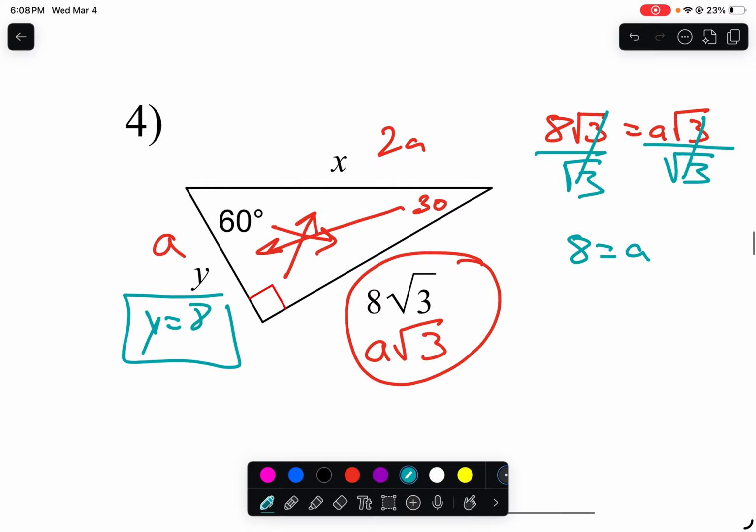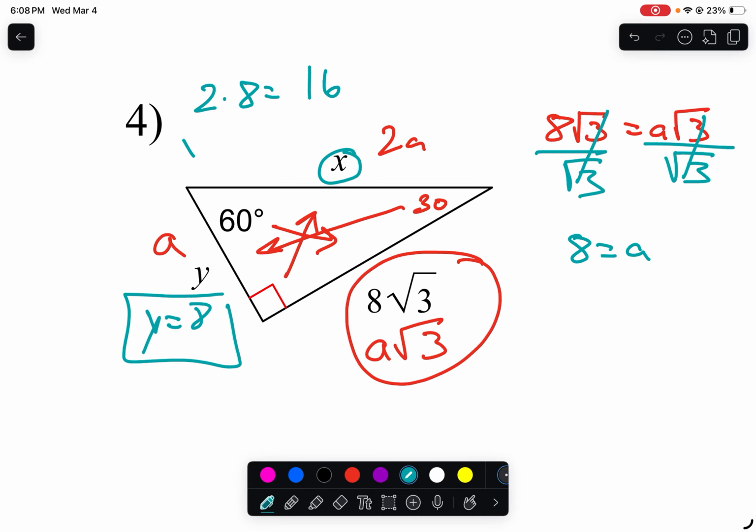And if my a value is equal to 8 and x is equal to 2a, I just do 2 times 8, which gives me 16. So my x is equal to 16.